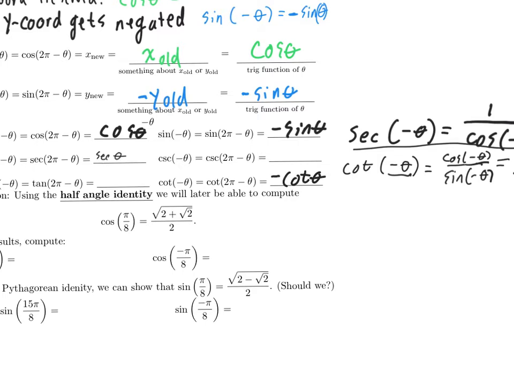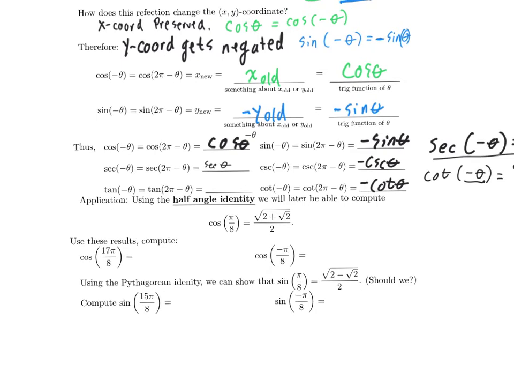And let me just fill in the rest of these. Cosecant of negative theta will be negative cosecant theta. Tangent of negative theta is negative tangent theta.